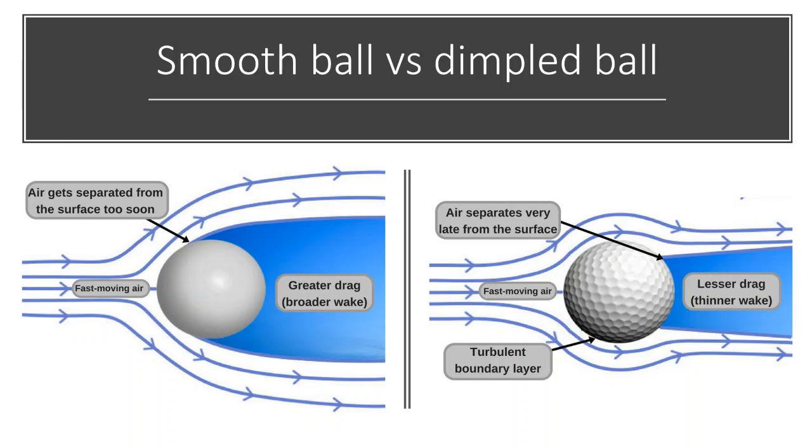So now we can answer our question. Which ball, the smooth ball or the dimpled ball, would travel faster and for a longer distance? As you can see in this figure, for a smooth ball, the flow separates from the surface of the ball early, creating a broader wake region and a greater drag. However, for the dimpled ball, the presence of the dimples causes the flow over the ball to become turbulent, and hence fluid elements become more energetic and resist flow separation. We can see from the figure that the flow stays attached to the surface of the ball longer, and the wake region is thinner and hence less pressure drag. The lower the drag, the less resistance to the ball's motion, and hence the dimpled ball travels for a longer distance than the smooth ball.